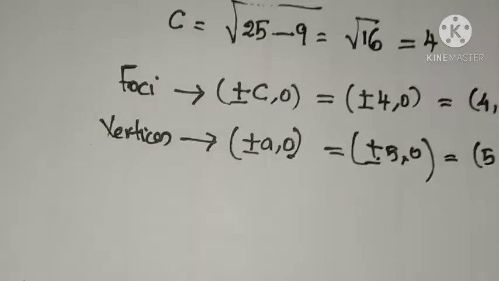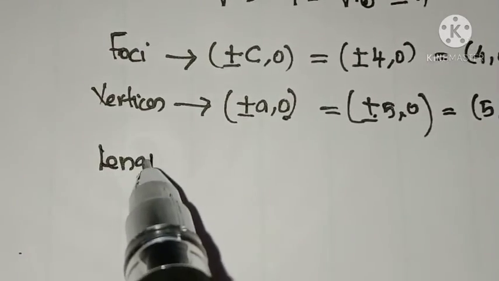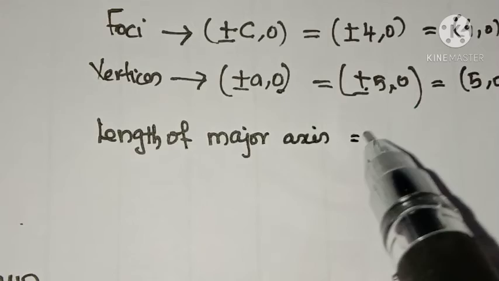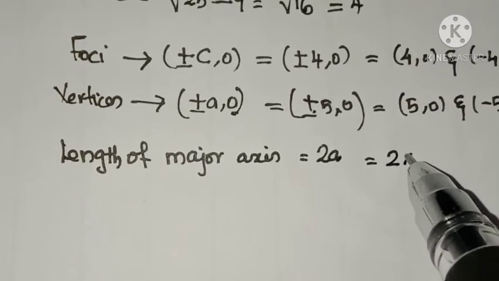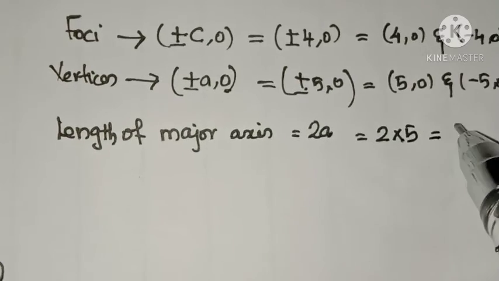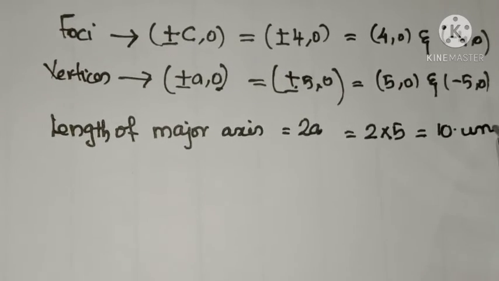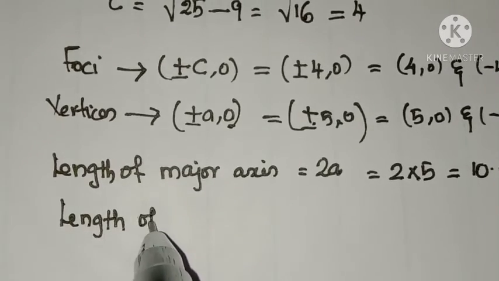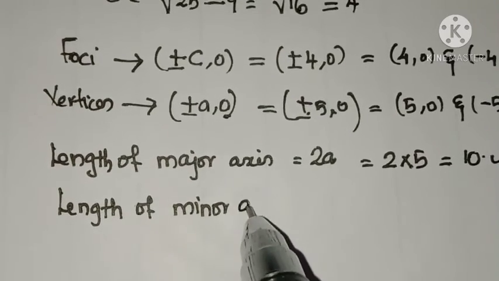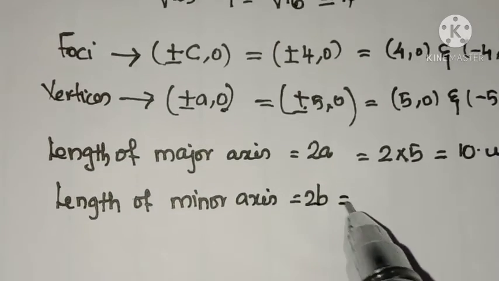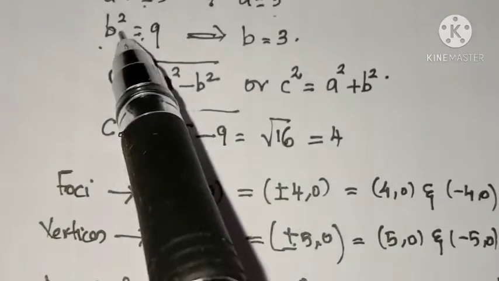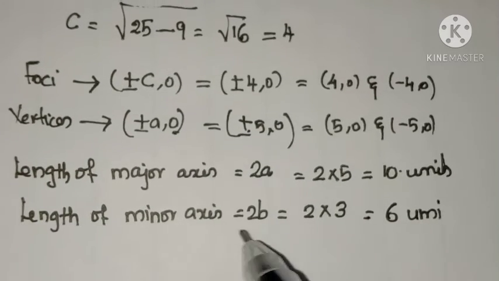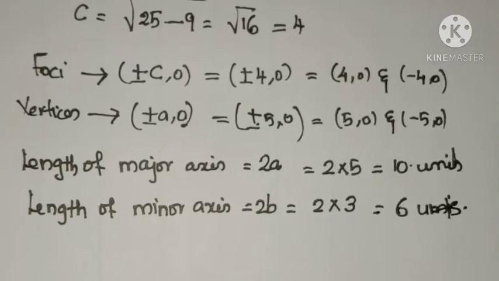Now the length of the major axis and minor axis. Length of major axis, what is the formula? Length of major axis is equal to 2a. That is 2 into, what is a? 5. 2 into 5, 10. So the length of the major axis is equal to 10 units. Similarly, find the length of the minor axis. What is the formula? It is 2b. That is 2 into, what is b? b here is 3. So 2 into 3 is equal to 6. So the length of the minor axis is equal to 6 units.